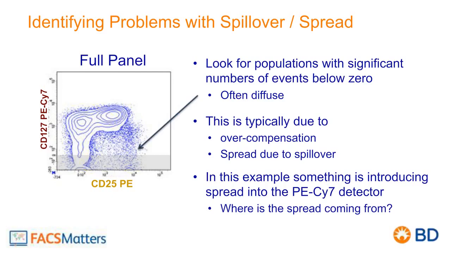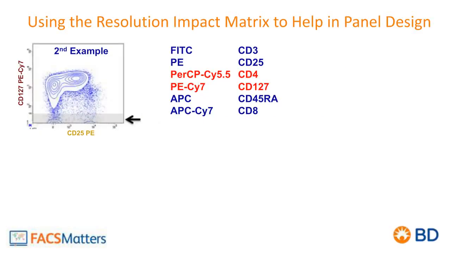So in this example here, this data is suggesting that we're getting a lot of spread into the PE-Cy7 detector. So then the question is, where is that coming from? Because we just don't want to start randomly changing your assay into something new, it may get worse. And this is where the information we've been talking about comes into play. So if we look at this and we're looking at PE-Cy7, we can go back to the SSM table and ask, where was that problem?